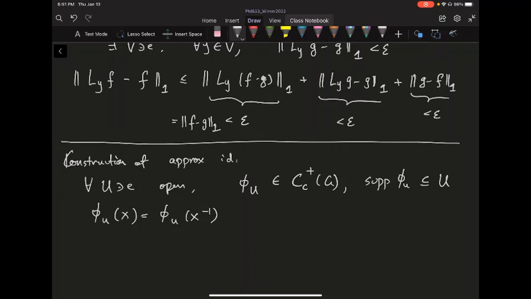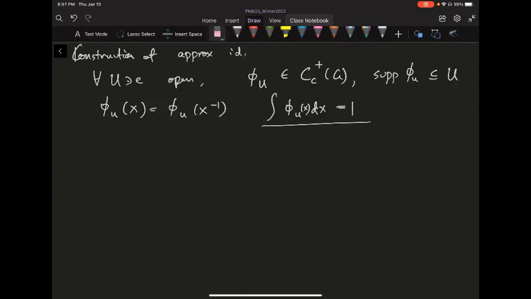And you can also, by scaling it up and down, always assume that the integral of this phi_u, let's say dx, or dμ(x), is always going to be equal to 1. You just scale it. Now we're ready to do the computation.